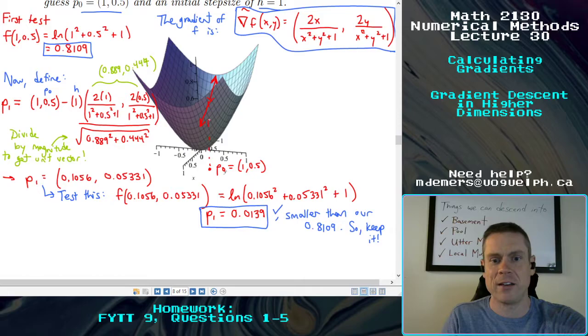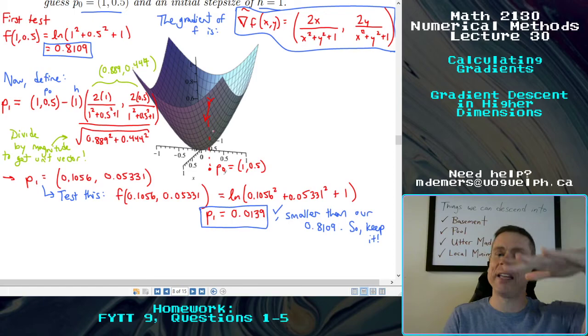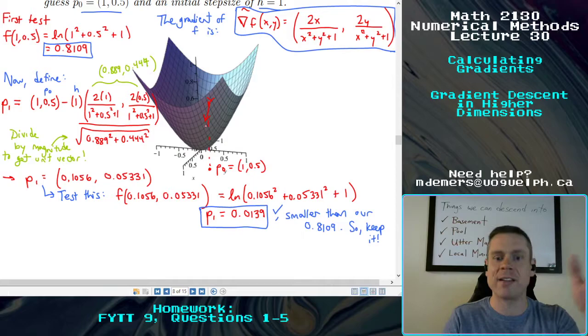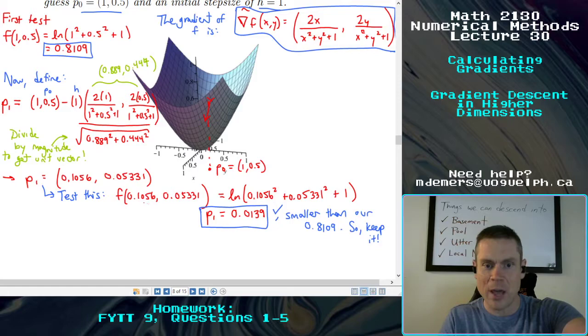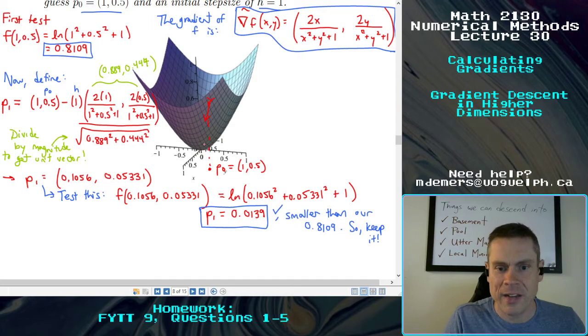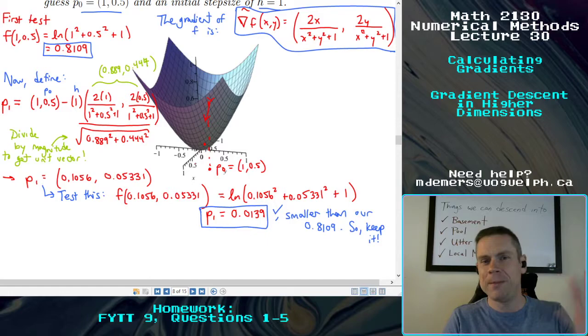Toward the minimum point. We're scaling it so that we have a predictable amount that we're walking forward, and then we're subtracting this from the point we were at and moving in closer. So you see this new estimate that we get to, 0.1056, 0.05331, now we're down here somewhere, so of course the function's going to be lower. Okay? So hopefully you can see kind of what one step of this process looks like.